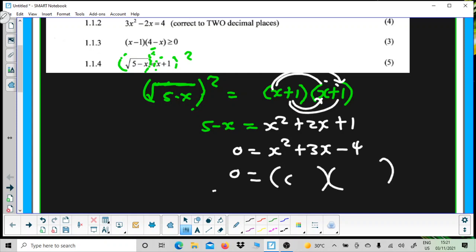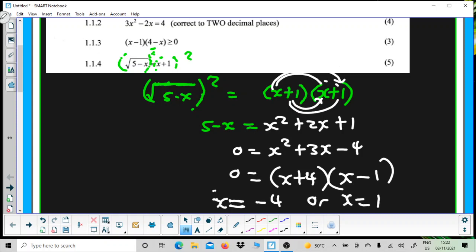I hope there is someone out there who knows 2 numbers that we multiply to get negative 4 and add to get positive 3. What are those 2 numbers? The bigger number should be positive and the smaller number negative in this situation. So you got your answers, it would seem. x equals negative 4 or x equals 1.